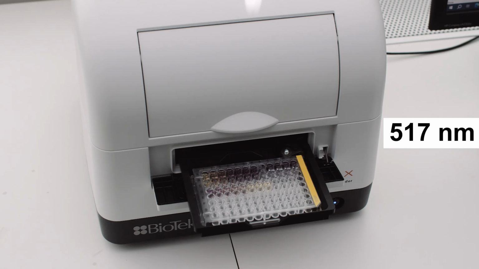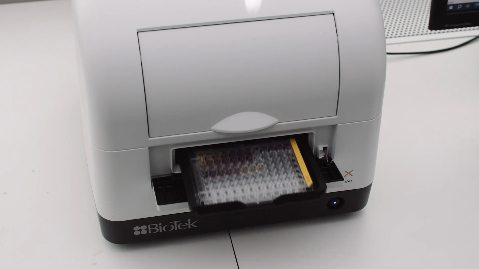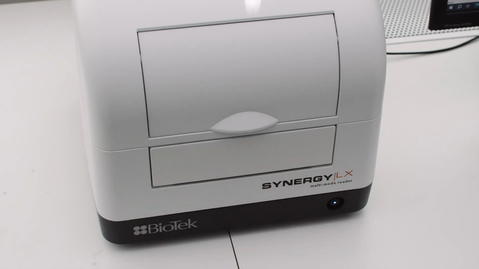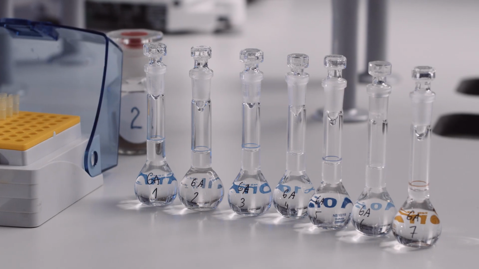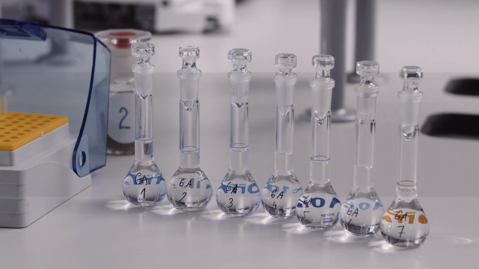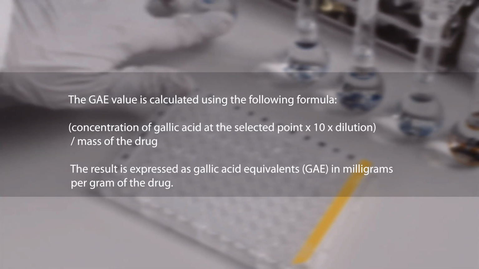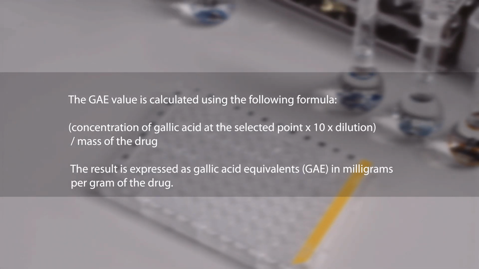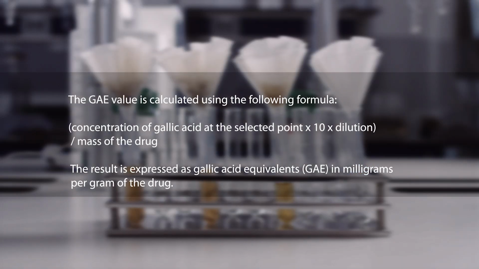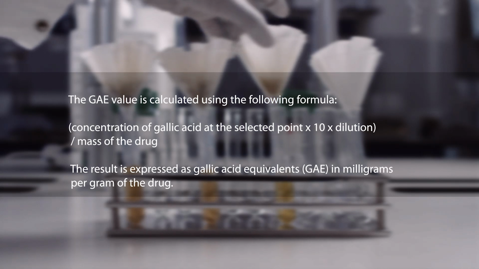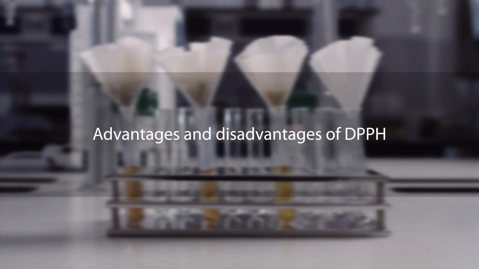Based on the results obtained, we determine the dilution at which the absorption was between 0.4 and 0.6, and using the calibration curve of gallic acid, we determine the concentration of gallic acid and calculate the equivalent of gallic acid, or GAE, according to the equation on the screen. The GAE values obtained for the studied herbal drugs are compared and the herbal drugs with the highest antioxidant activity are identified. The DPPH method is fast, simple and inexpensive.